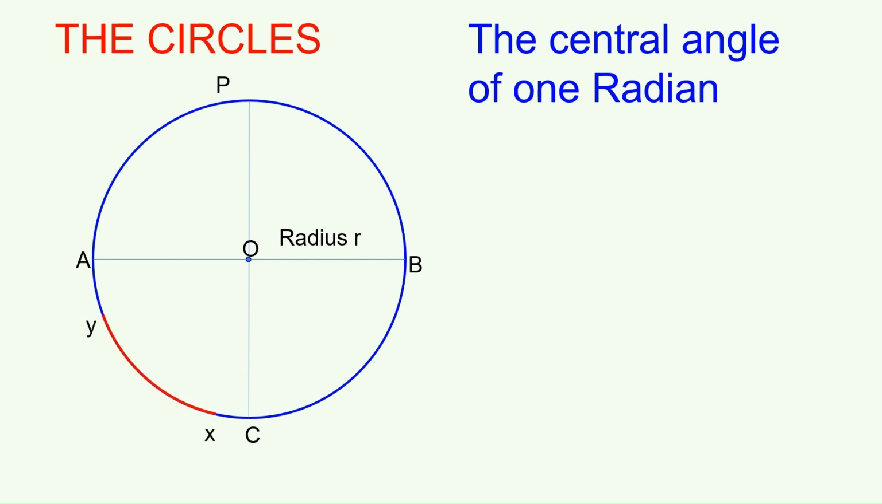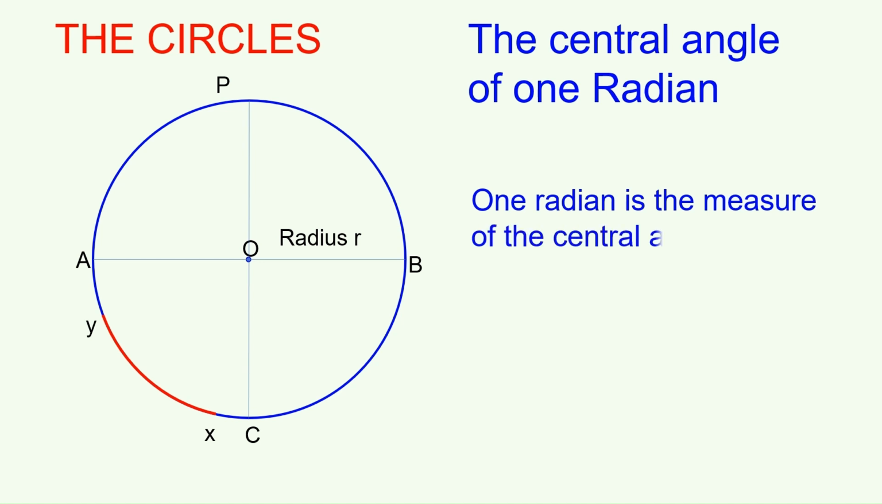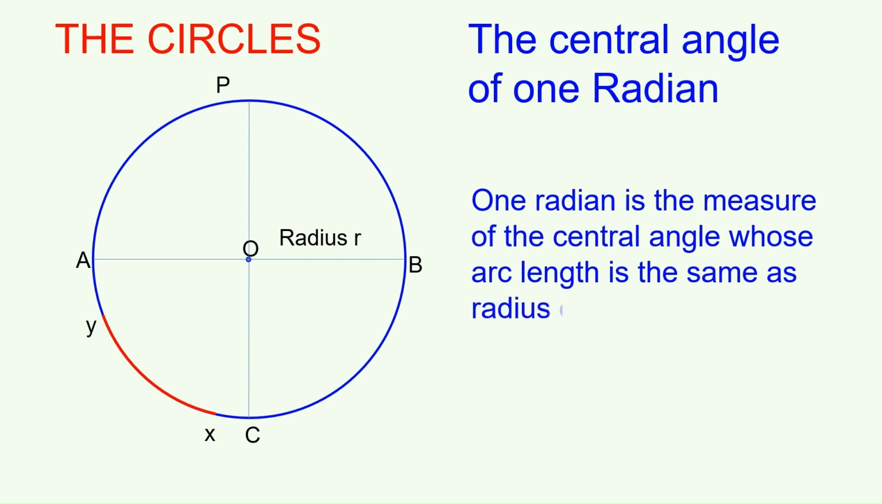The central angle of 1 radian. 1 radian is the measure of the central angle whose arc length is the same as the radius of the circle.